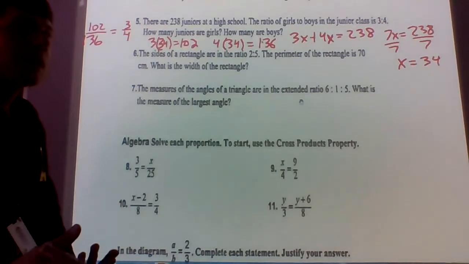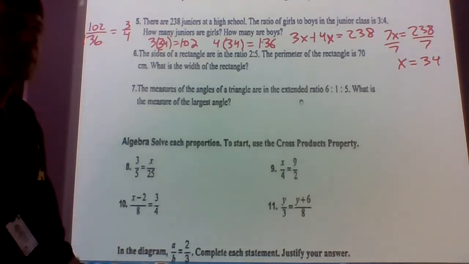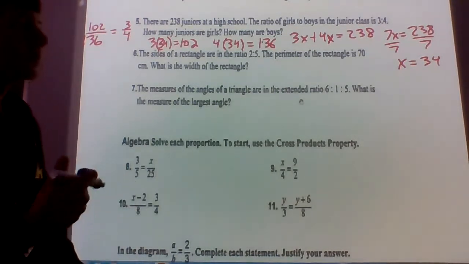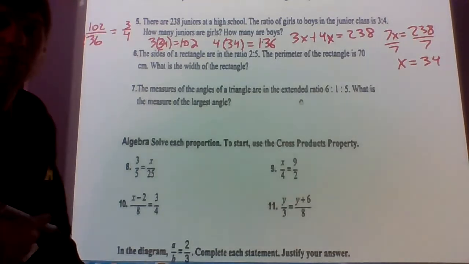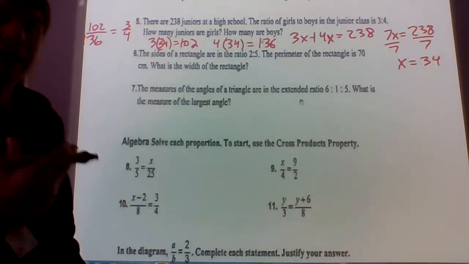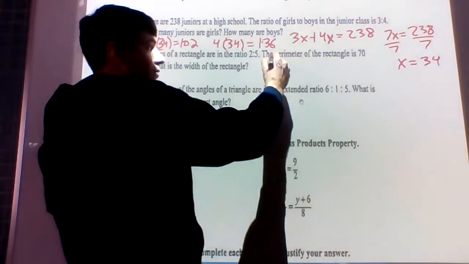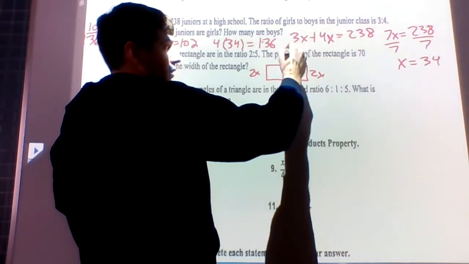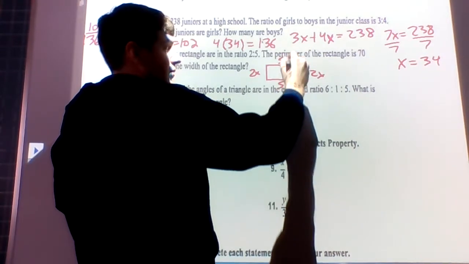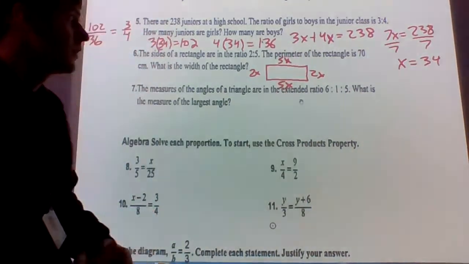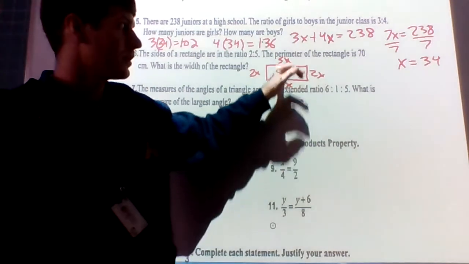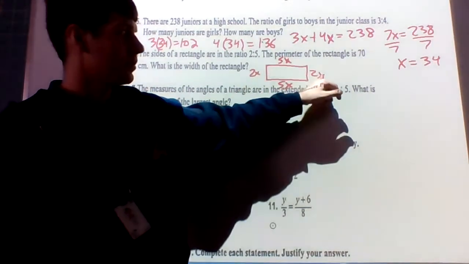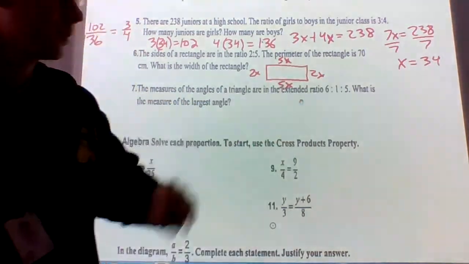So it could be 2 and 5, it could be 4 and 10, it could be 20 and 50, it could be 200 and 500. Since we don't know what the multiple is, we put in x. So if you have a rectangle, we'll make this short side the 2x, and the long side the 5x. And keep in mind it's a rectangle. Opposite sides of a rectangle are congruent, so if this side's 2x, that one's also 2x.